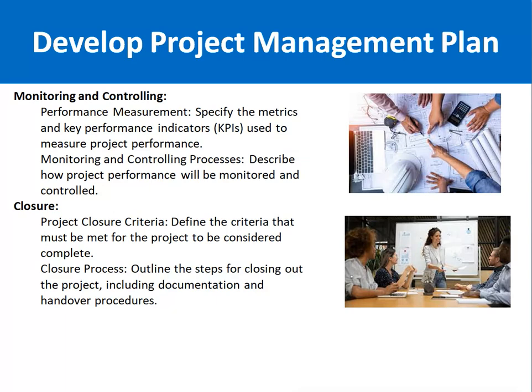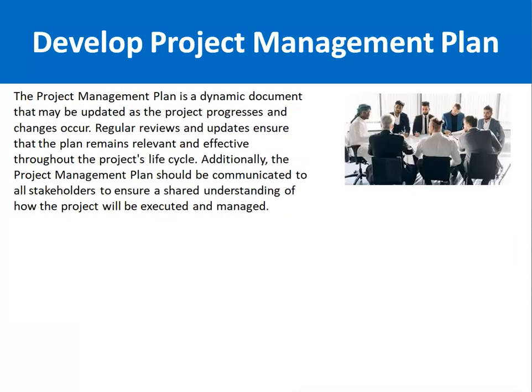Then monitoring and controlling specifies the metrics and key performance indicators used to measure the project performance, and describes how project performance will be monitored and controlled. Closure: we must clearly define the criteria for the project closure, and also define the process for closure. That means outline the steps for closing out the project, including documentation and handing over the procedure.